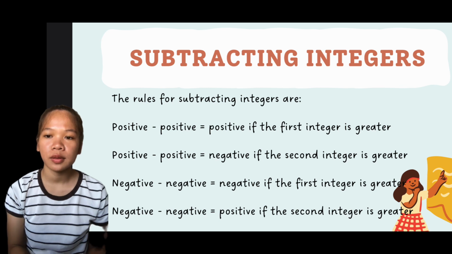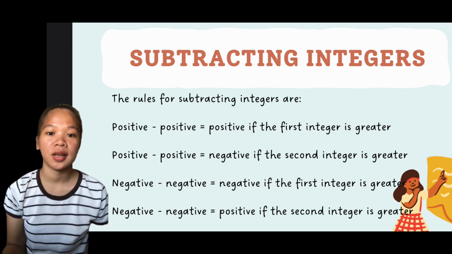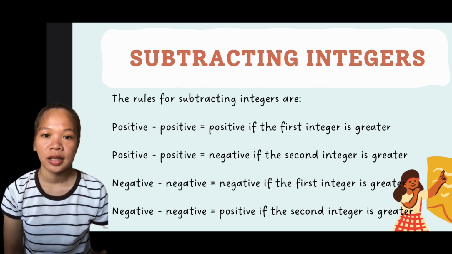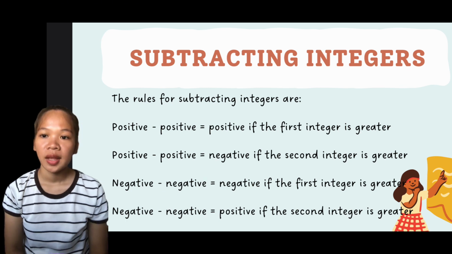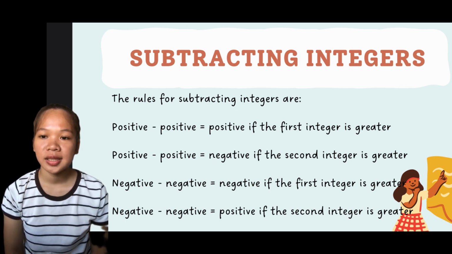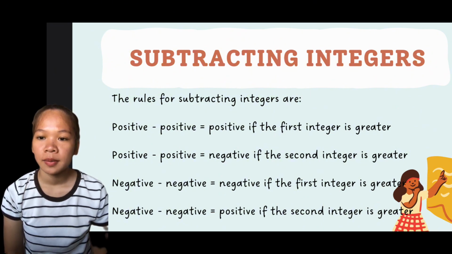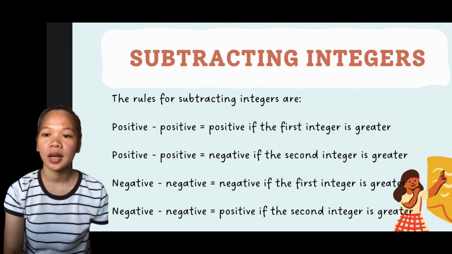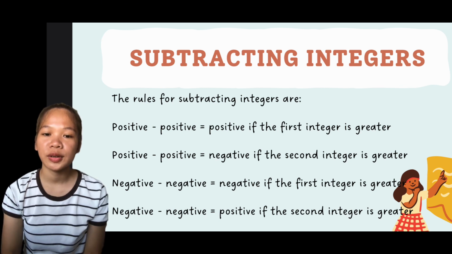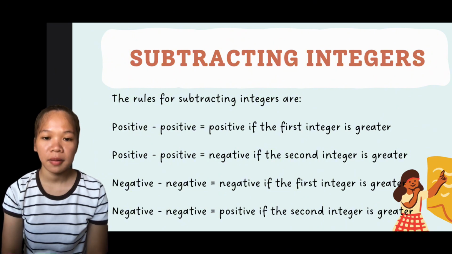So magkapareha lang sila sa pinakauna na rule, no, na kung sino yung pinakamalaki ay yung susundin na sign. It's either positive or negative. It depends kung sino yung pinakamalaki ng value ng number. And then if it is negative minus negative, negative if the first integer is greater. Negative minus negative, positive if the second integer is greater. So magkaparehas lang talaga sila, no? Kung sino yung pinakamalaki na number or ng value ay yung kanyang sign ang susundin.